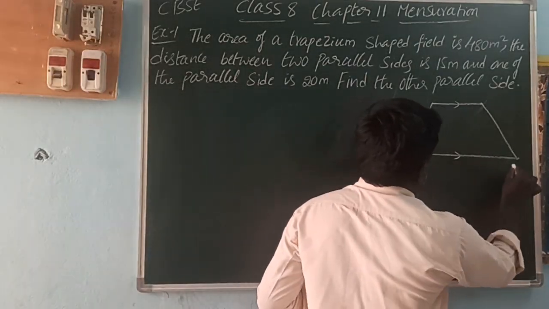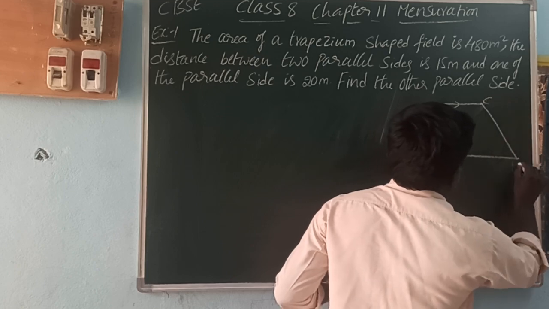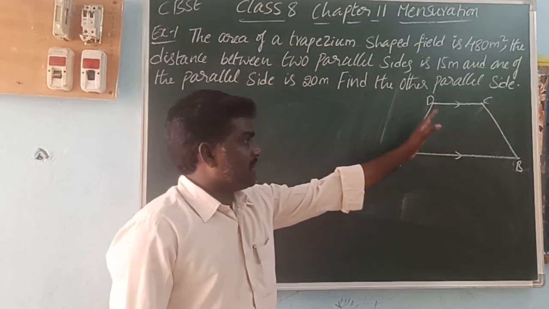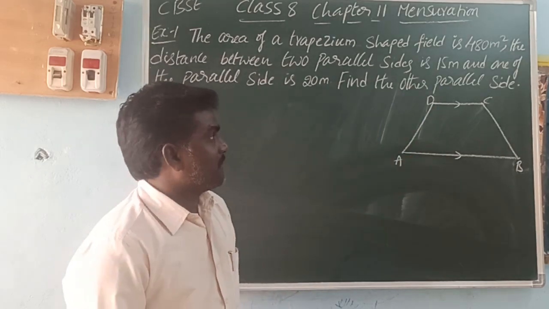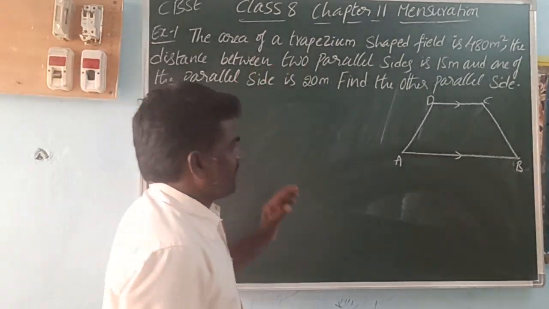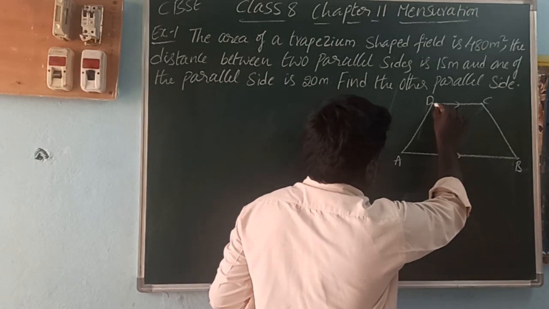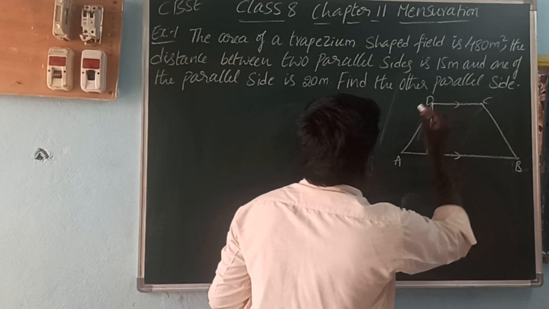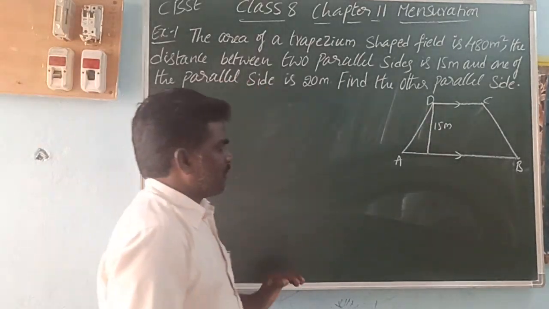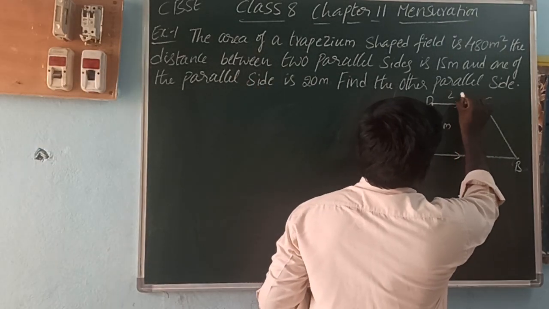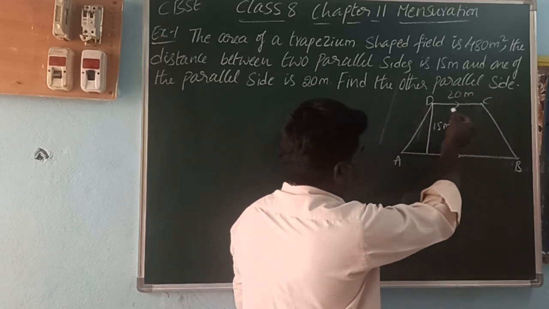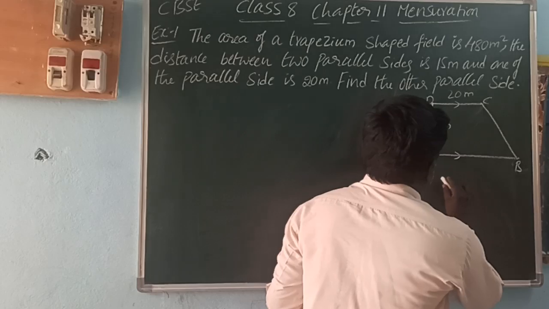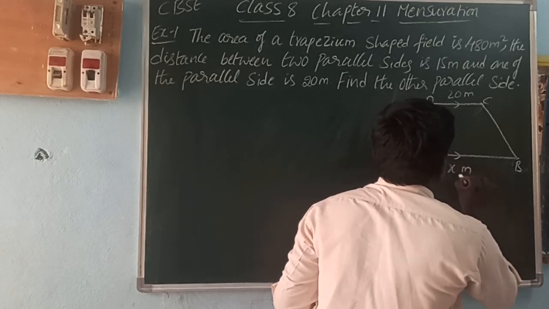So ABCD is a trapezium. The area is given as 480 meters square. The distance between the two parallel sides, these two are parallel, is given as 15 meter. Next, one of the parallel sides is given as 20. Find the other parallel side. So let us take that as x.